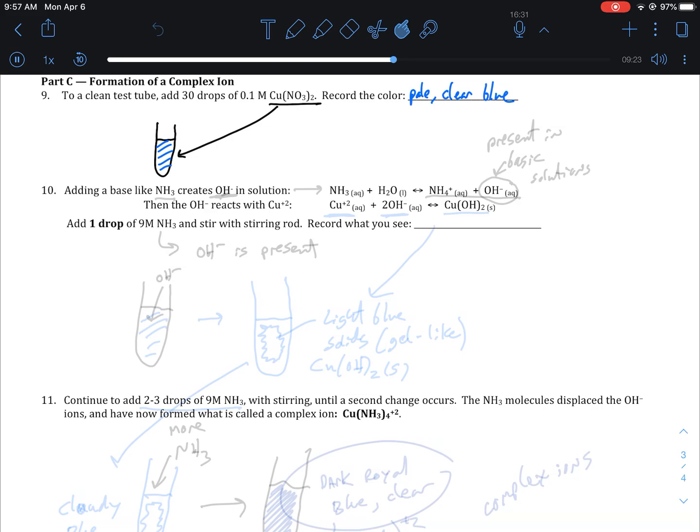Now, ammonia, which is NH3, is what's known as a base. And bases make the complex, or the polyatomic ion hydroxide, OH-. So when NH3 is mixed in water, these are the 2 products that are made. And that's generally how bases behave. They make OH-.